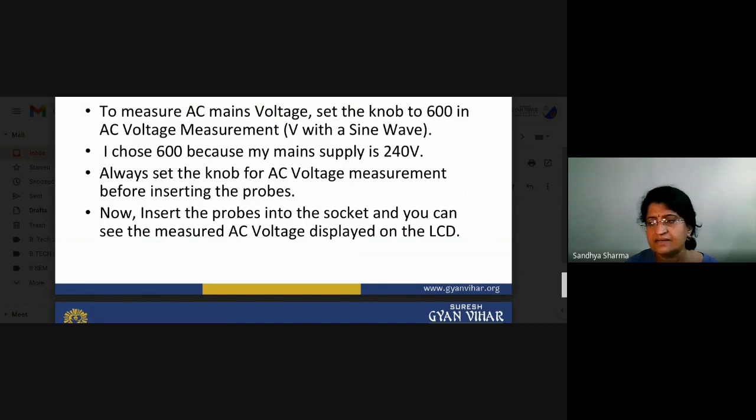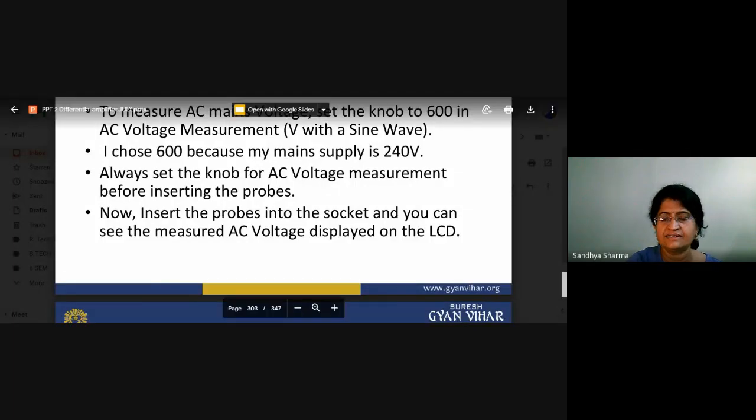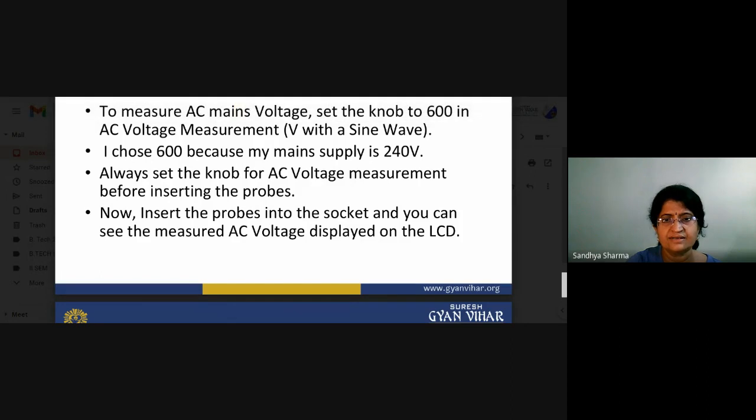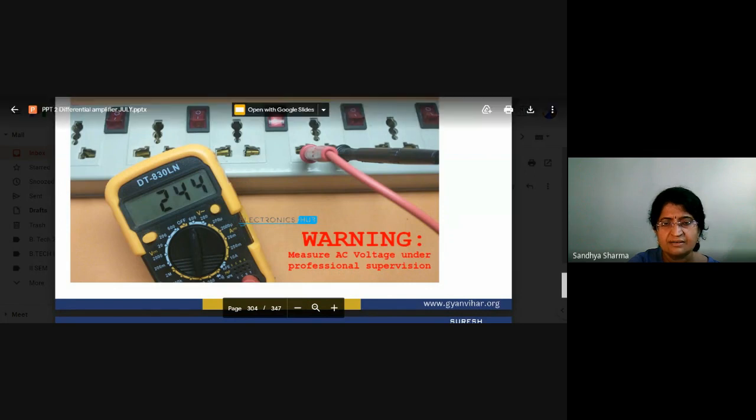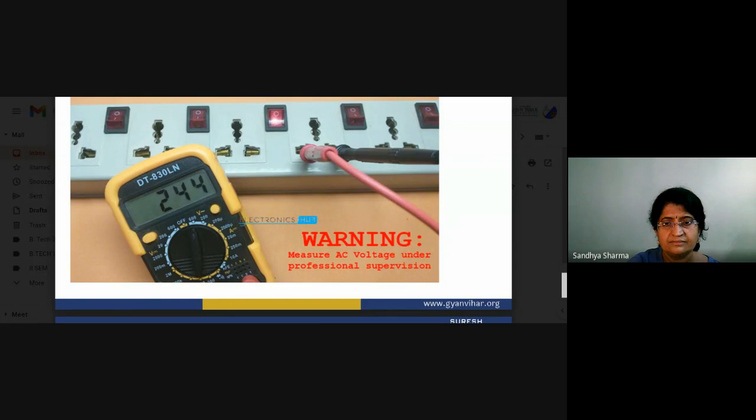Before putting your probes into the actual measurement, you have to first select the multimeter's particular range. Now insert the probes into the socket and you can see the measured AC voltage displayed on the LCD. Here you want to measure the signal from your AC socket. You have to take great precautions when measuring AC signals.